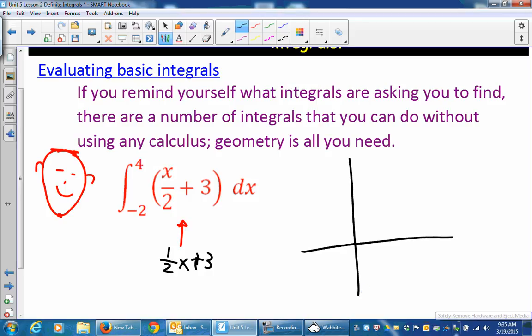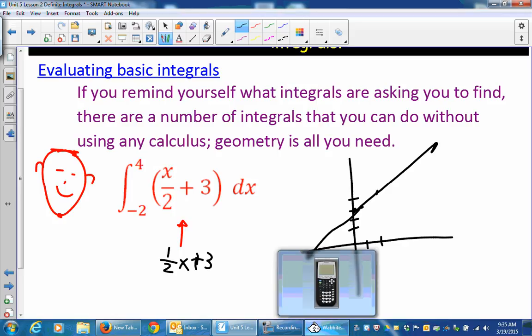So to do these problems today, we have to kind of graph them. We're going back to graphing. 1/2 x plus 3. Go up 3. That's your y-intercept. 1/2 is your slope. So you go up 1, over 2, and you got your line.